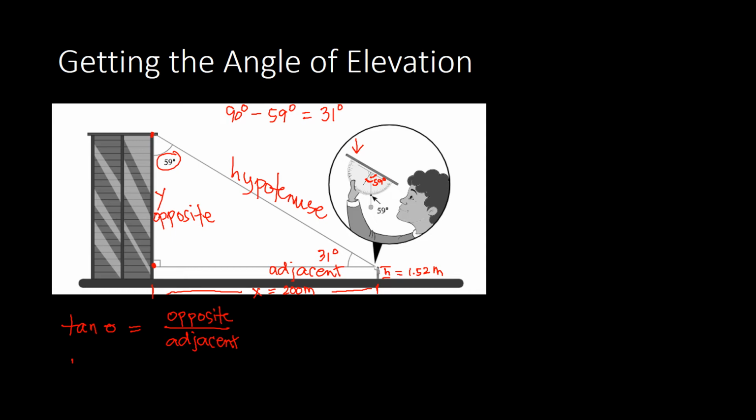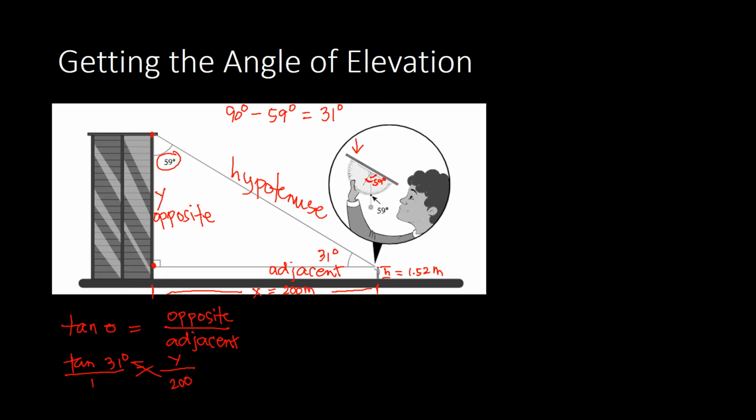Let's replace the values. We have tangent, and theta is 31 degrees. The opposite side is Y. The adjacent side is 200 meters, so I'll be writing 200 there. We are now ready to solve for Y. Since this is over 1, we can use cross multiplication, or simply multiply each side by 200 so that we can solve for Y.